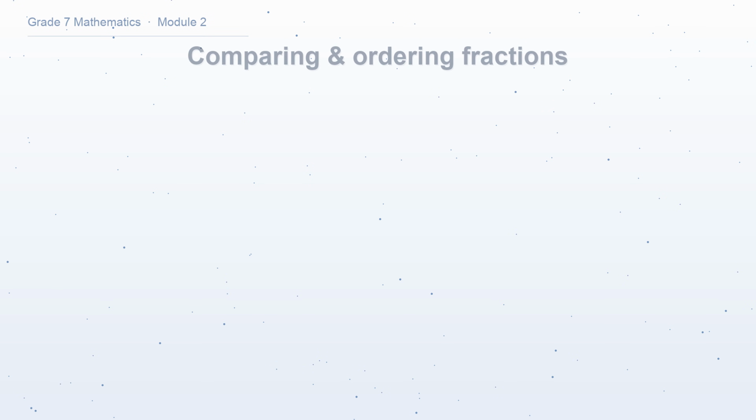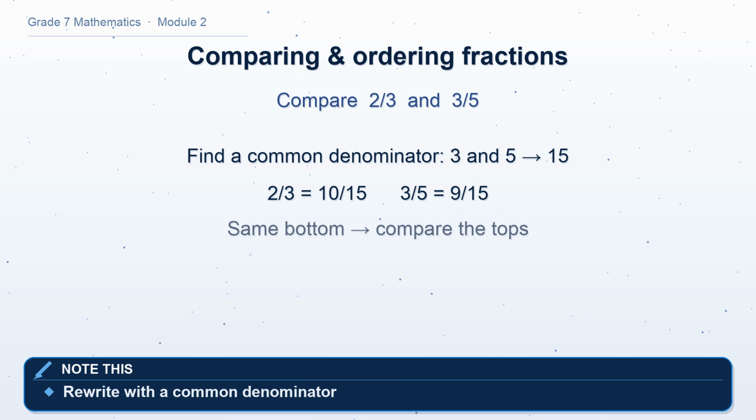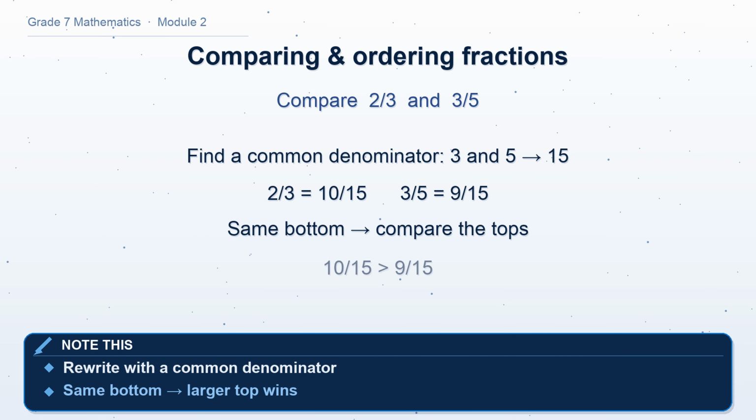Now, how do we tell which of two fractions is larger? When the pieces are different sizes, we rewrite them with a common denominator. Compare 2/3 and 3/5. A common denominator for 3 and 5 is 15. 2/3 becomes 10/15, and 3/5 becomes 9/15. Now the pieces are the same size, so we compare the tops. 10/15 is greater than 9/15, so 2/3 is greater than 3/5. To order several fractions, we give them all the same denominator first.